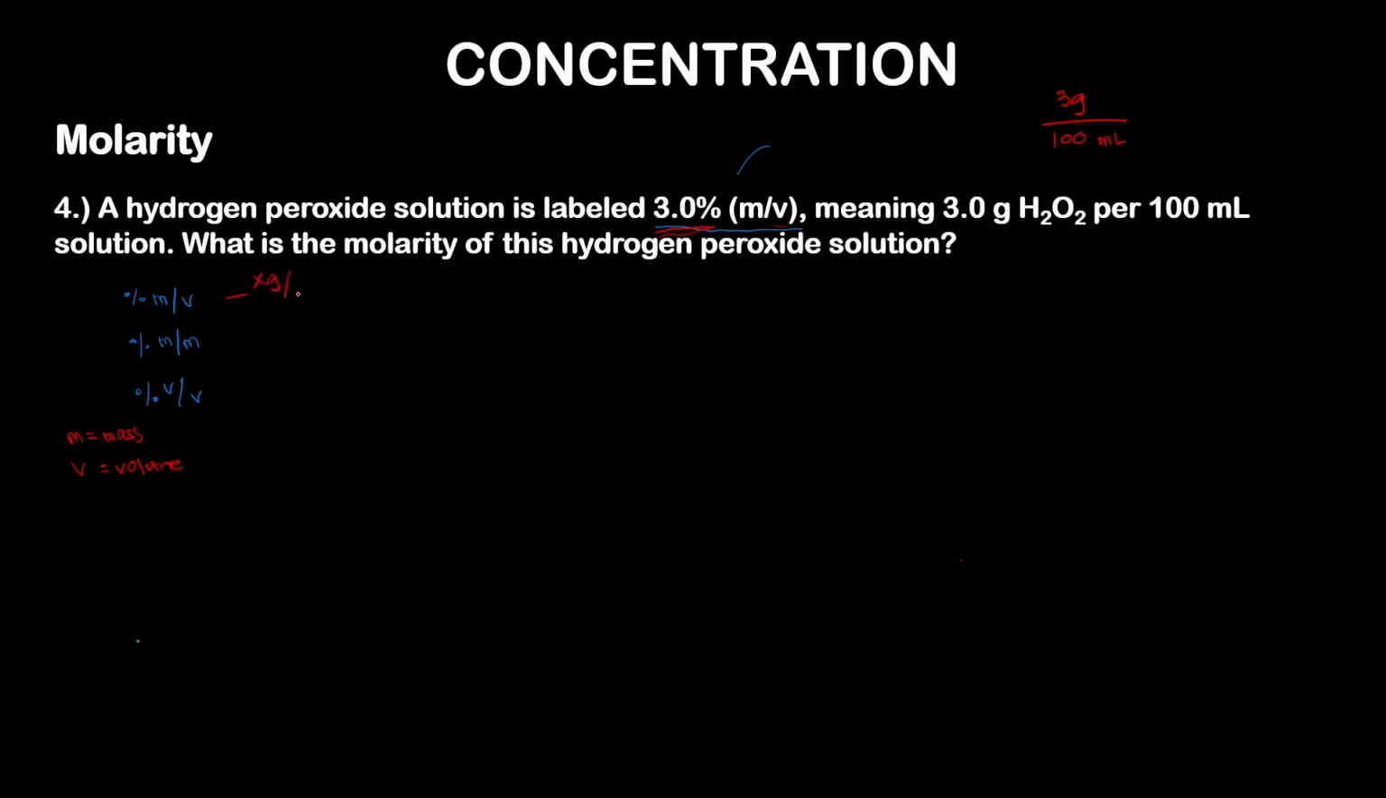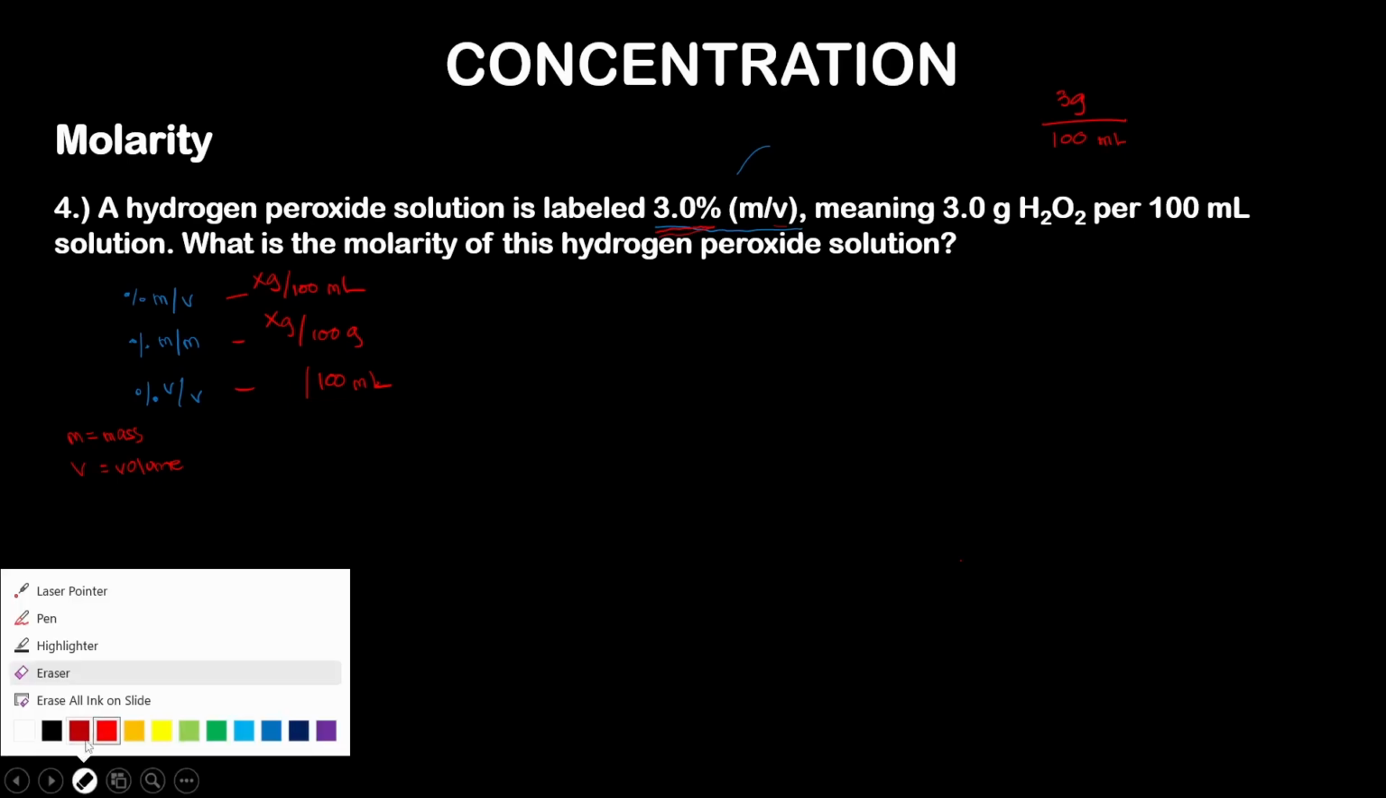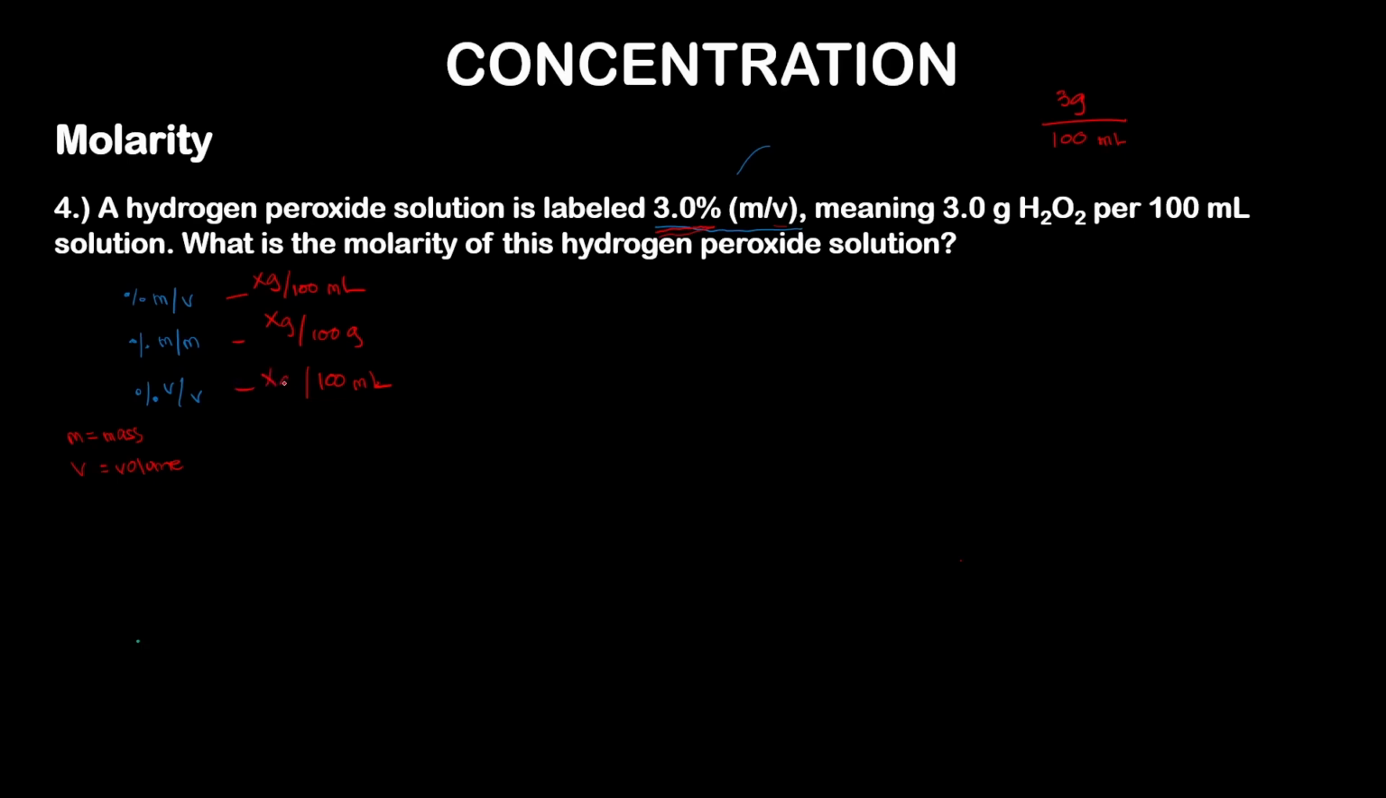X grams per 100 ml. M over M, X grams over 100 grams. V over V, X grams over 100 ml. Oh, sorry, this is ml. Right, then this is X ml, sorry, per 100 ml. So when I say 5% V over V, it's simply 5 ml over 100 ml.